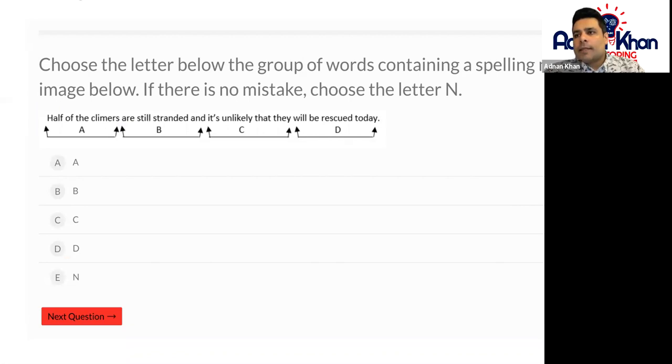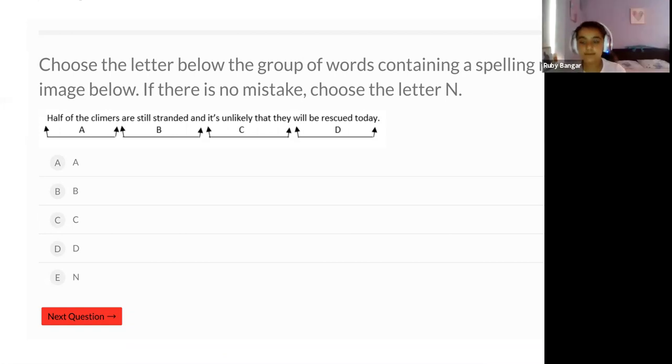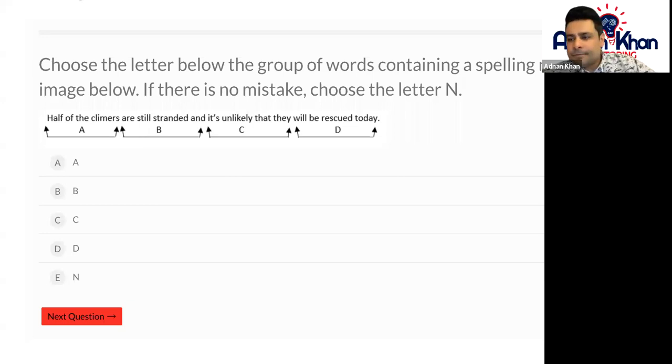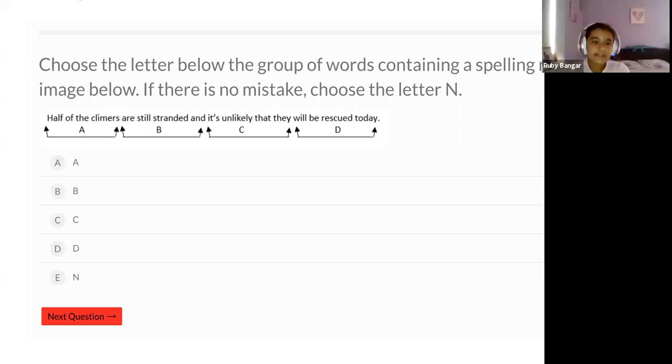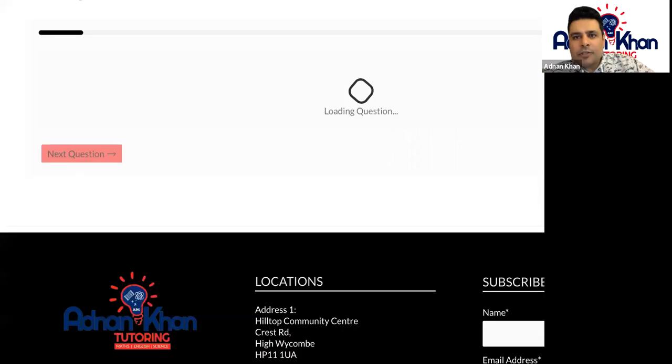So in this case, let's go to Ruby. Hello, Ruby. Hi there. Go ahead, Ruby. I think it's A because climate has a B in it. Well done, Ruby. Thank you so much.